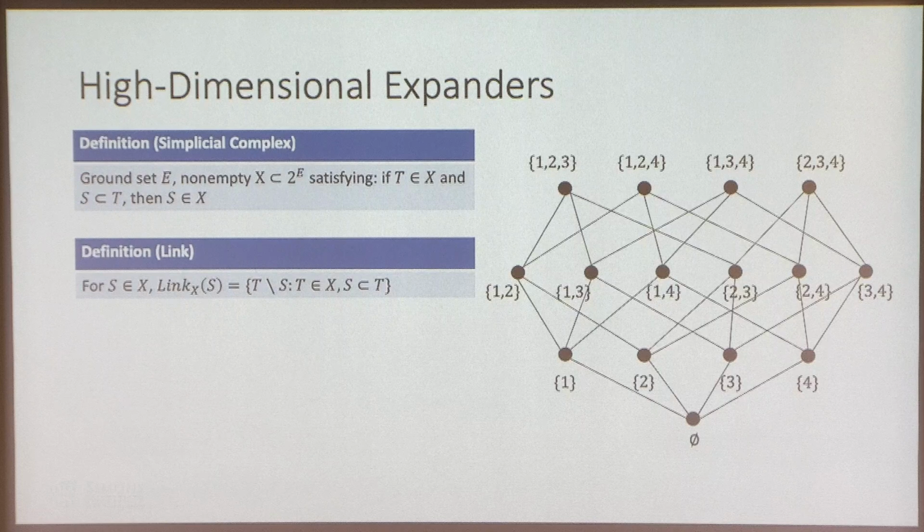So note that in particular, for example, if you take the link of your complex with respect to the empty set, this gives you your complex back. Okay, and also for matroid theorists, another way to say the link is also the contraction.